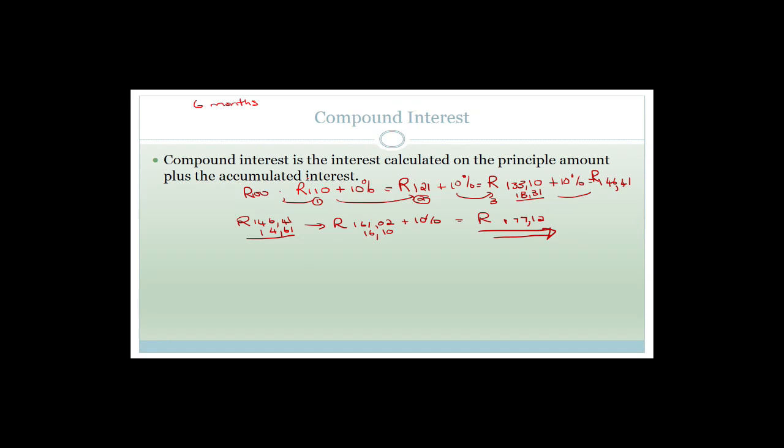Whereas if he had charged you 10% simple interest, you would have owed him 160 Rand at the end of those 6 months. So although this seems like a small amount, it's an extra 17 Rand 12 cents you have to pay on 100 Rand over 6 months. So imagine what your compound interest would be if you had to pay compound interest on a much bigger amount of money over a much longer period of time. Compound interest is calculated on the principal amount and the accumulated interest. The interest is added in and then they count on interest.